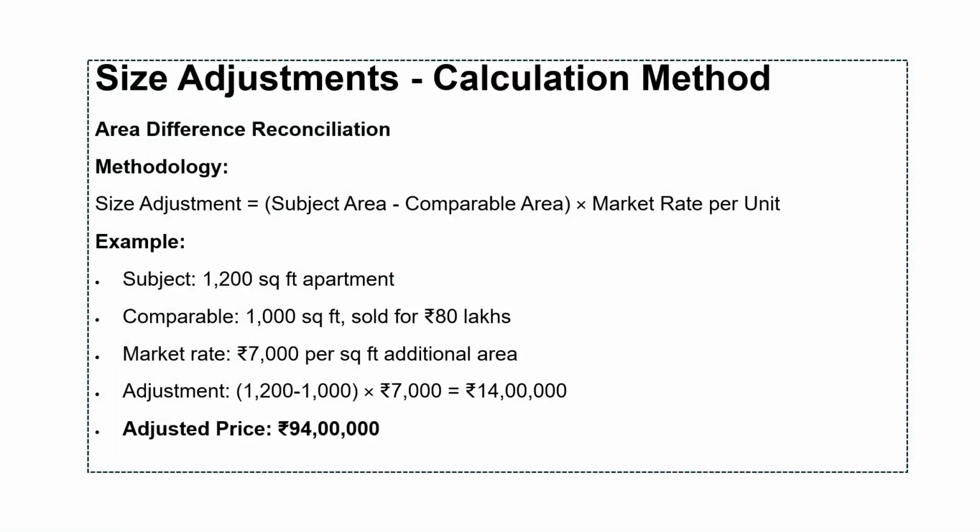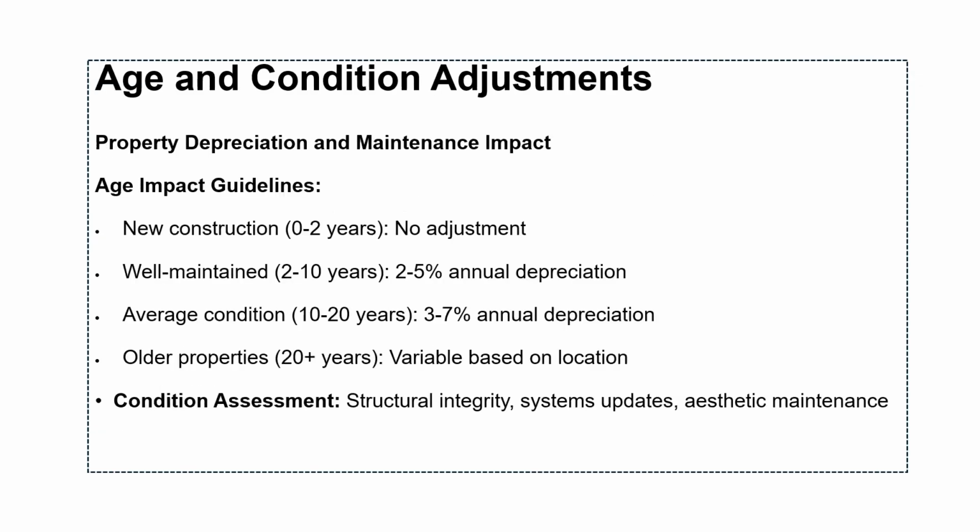Then coming to size adjustment, so we have a calculation example here of how a 1200 square feet apartment, if we want to compare it with 1000 square feet which is sold for 80 lakh, we can find out the market rate per square feet of additional area, and then we can make the adjustment and find out the adjusted price for the subject property. So this process can be used to make the size adjustment. After doing the size adjustment, we have done the comparable.